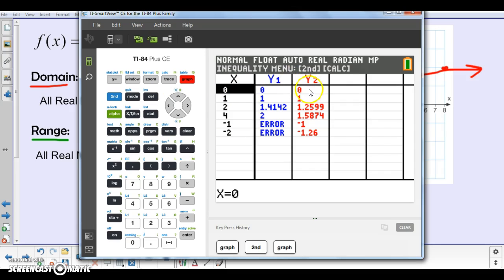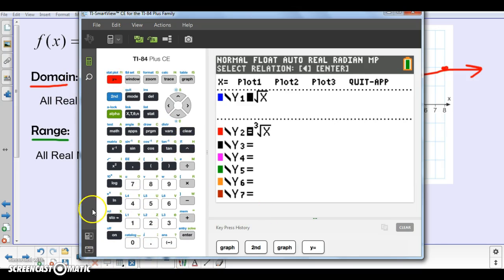Again, if I were to go check the table, I see some interesting things going on here. The cube root of 0 is 0, cube root of 1 is 1, cube root of 2 is a decimal, and so on. But now negative numbers work. When I take the cube root of -1, I get -1. And when I take the cube root of -2, I get a negative decimal. All good. So it's just graphing square root and cube root functions using the graphing calculator.